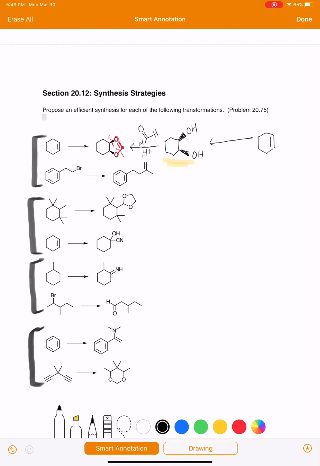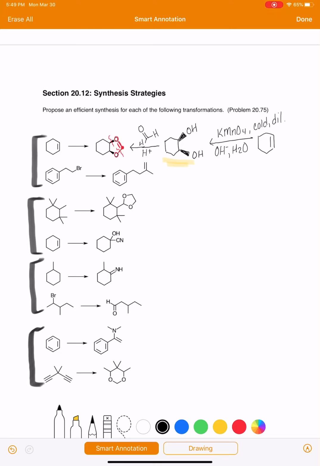Syn addition of 2 OH groups, and there was a bunch of different reagents that we could use to do this reaction. Potassium permanganate, as long as it is kept cold and dilute in a basic solution, will give us the syn addition. Plus we also have a bunch of osmium reagents we could use as well. So that's one way to do this first problem.